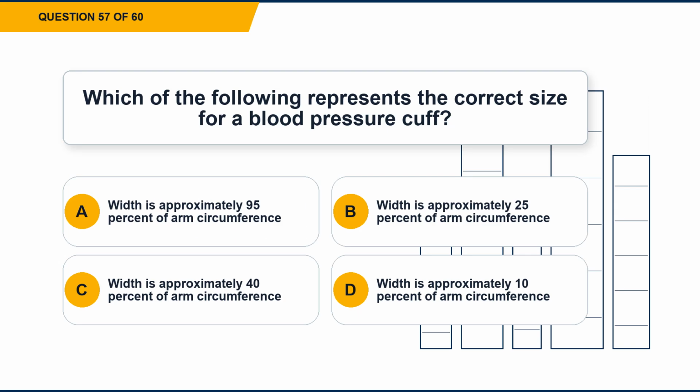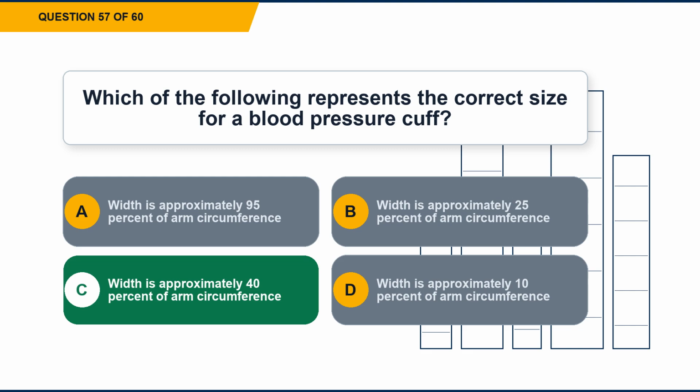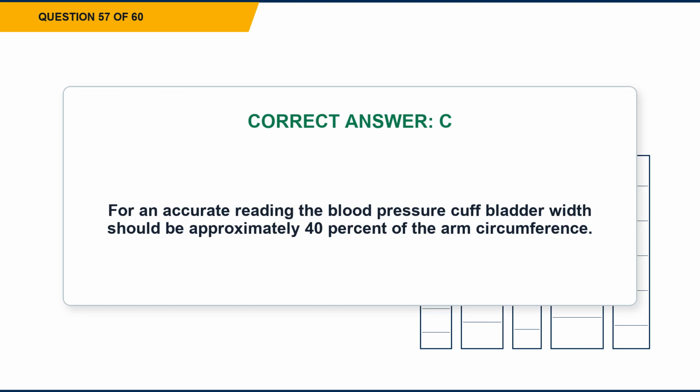Question 57. Which of the following represents the correct size for a blood pressure cuff? Option A, width is approximately 95% of arm circumference. Option B, width is approximately 25% of arm circumference. Option C, width is approximately 40% of arm circumference. Option D, width is approximately 10% of arm circumference. The correct answer is option C, width is approximately 40% of arm circumference. Explanation. For an accurate reading, the blood pressure cuff bladder width should be approximately 40% of the arm circumference.